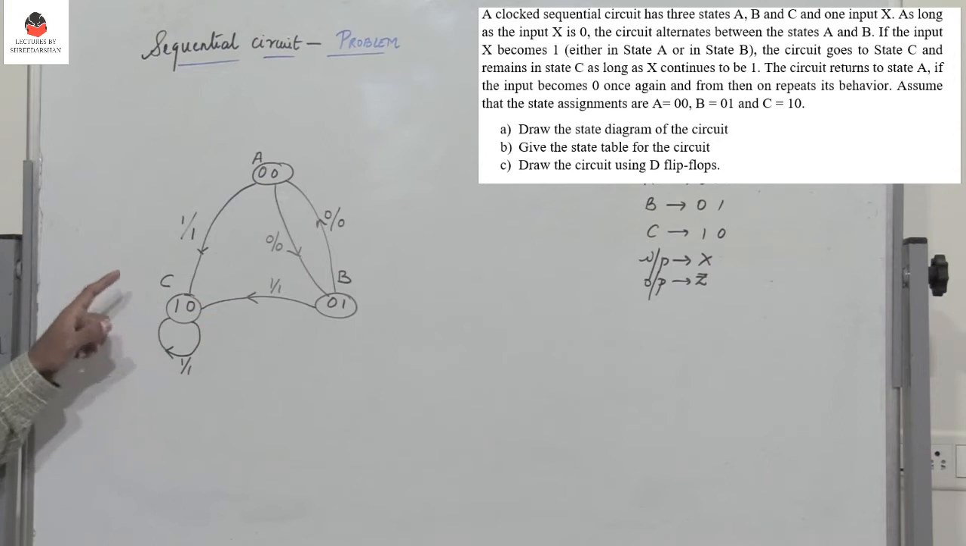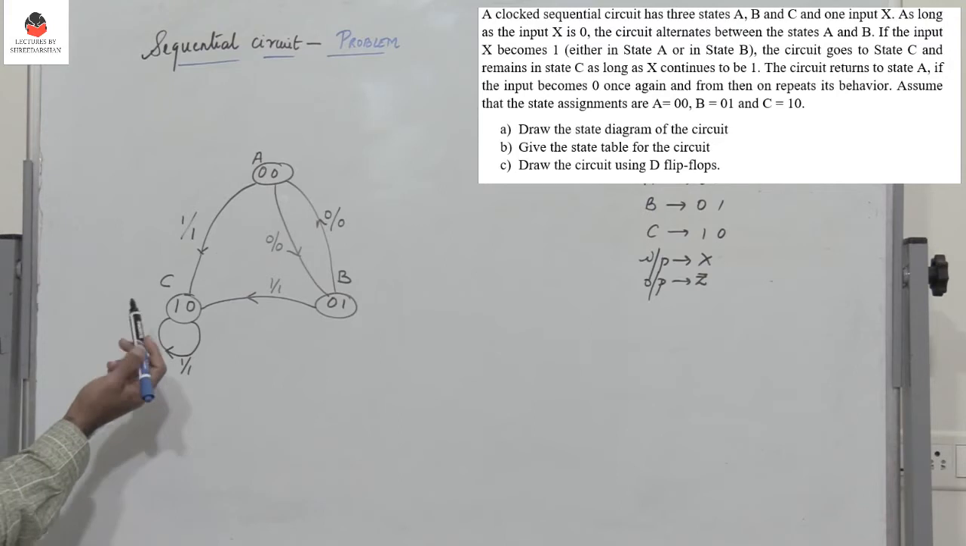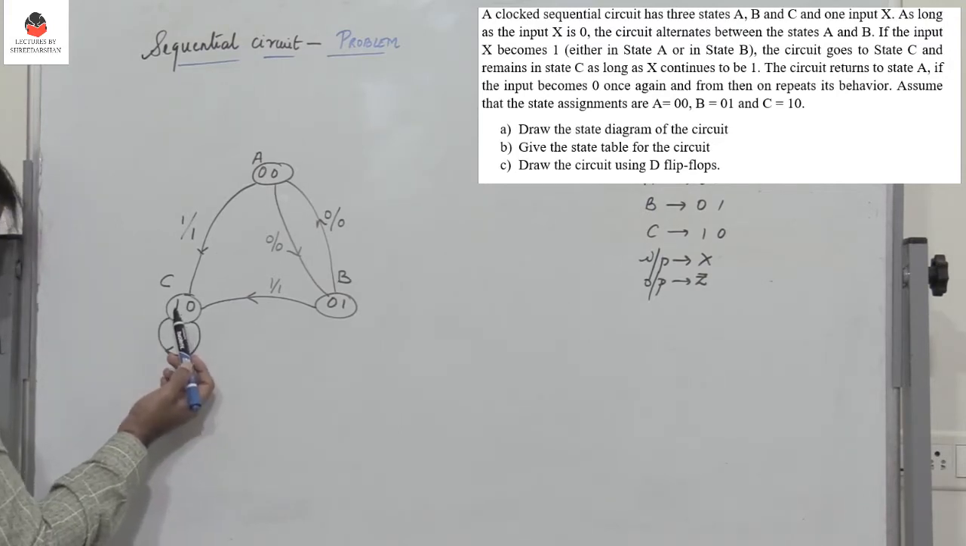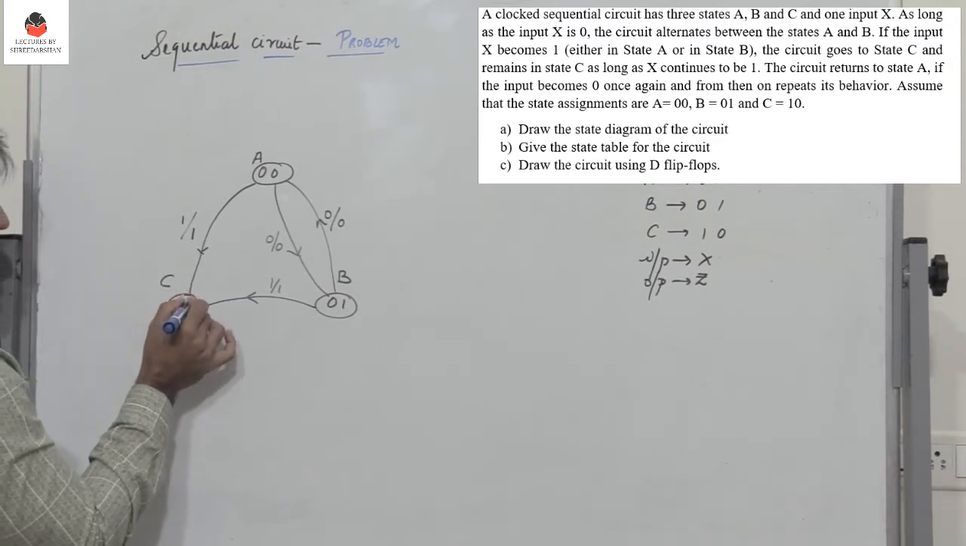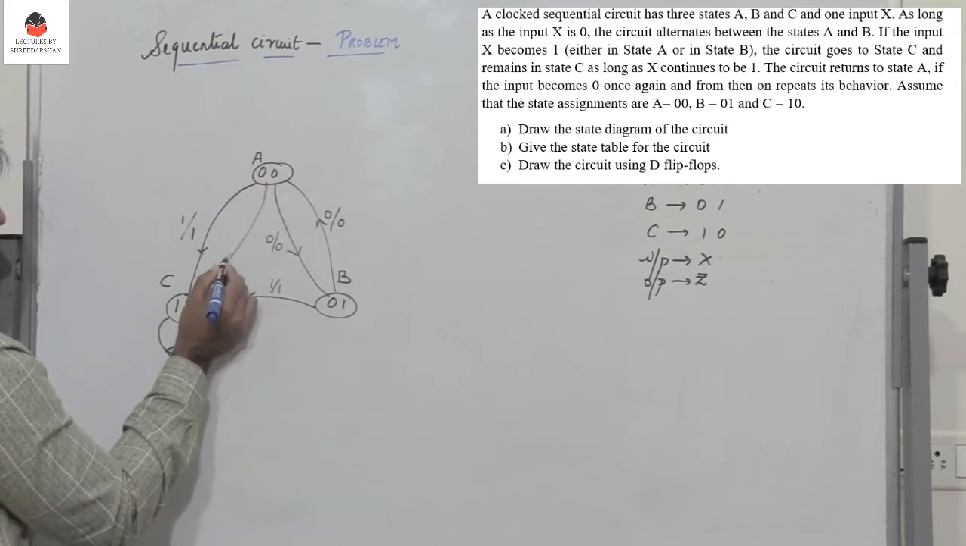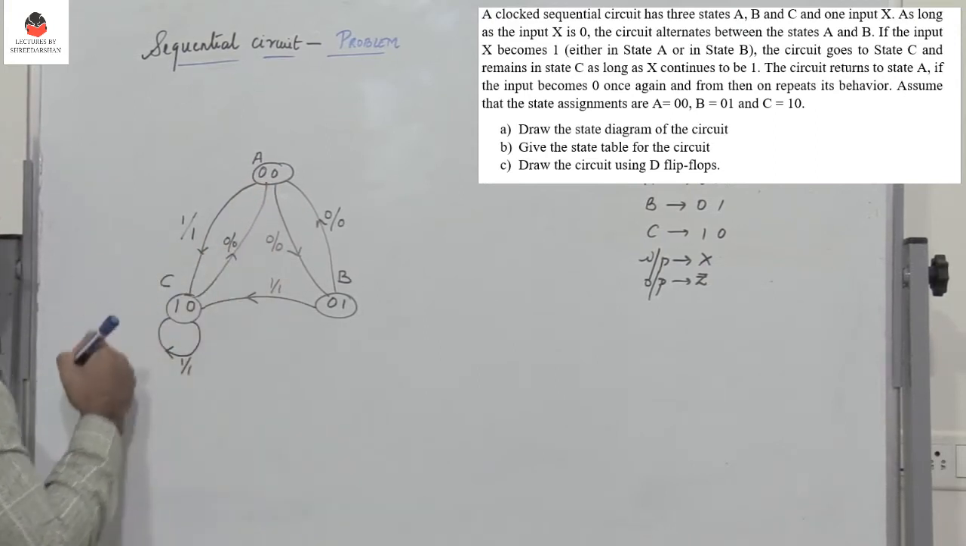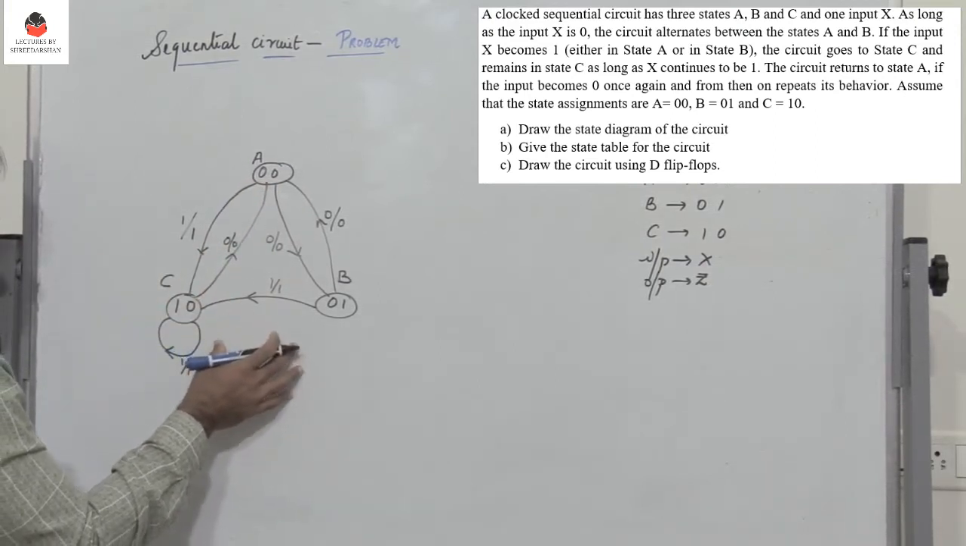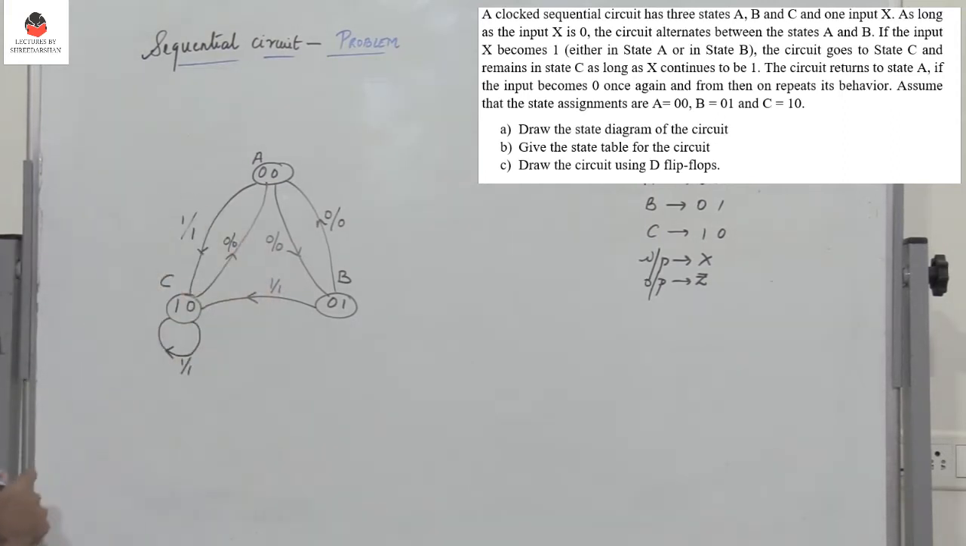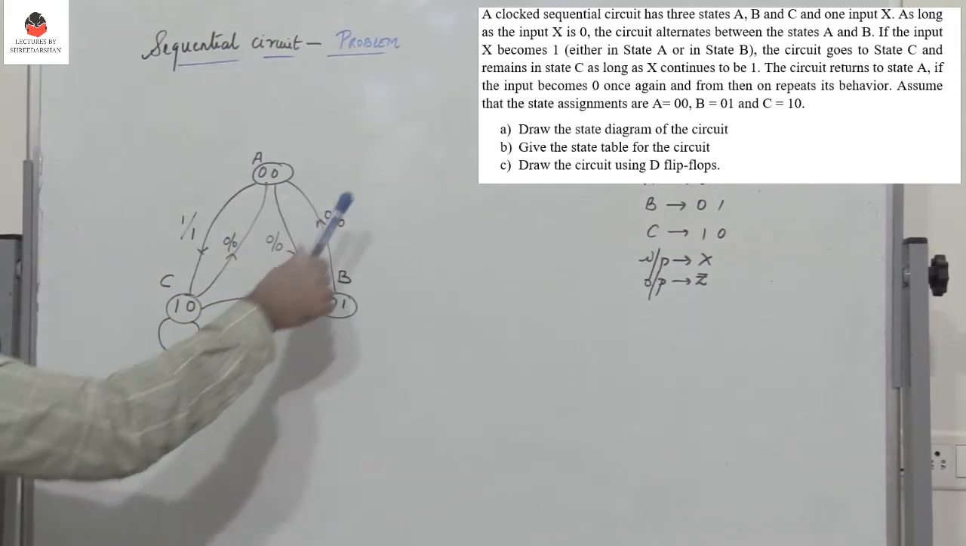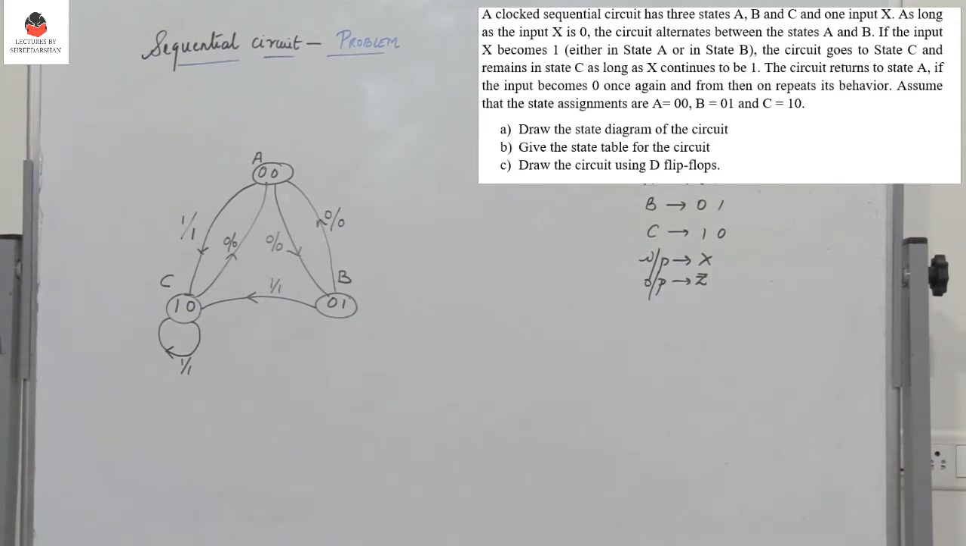The next statement: the circuit returns to state A if the input becomes 0 once again, and from then on repeats its behavior. Now if the circuit is in state C and the input is 0, it goes back to state A with an output 0. So this is the state diagram which has to be drawn. The first part of the problem is that you need to draw the state diagram.